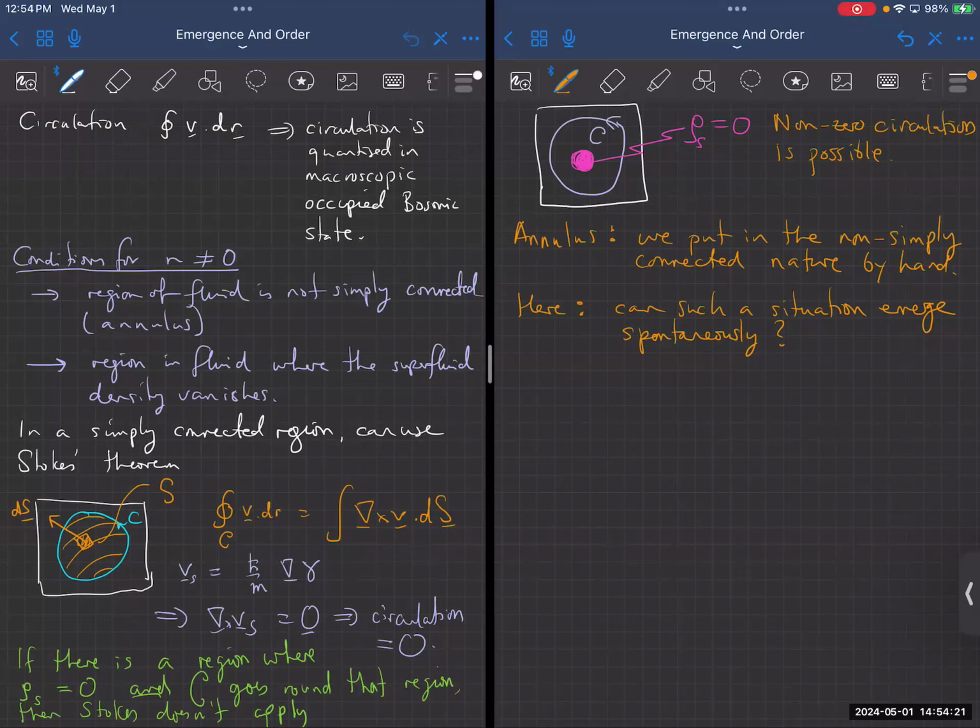The particles, if I want to know where is a particle, I can do a scattering experiment. I can say, hey, the particle is there and it's not there. Right. Okay. All right. So very subtle, right? Glad it makes you think. Okay. So, all right. So how can such a situation emerge spontaneously?